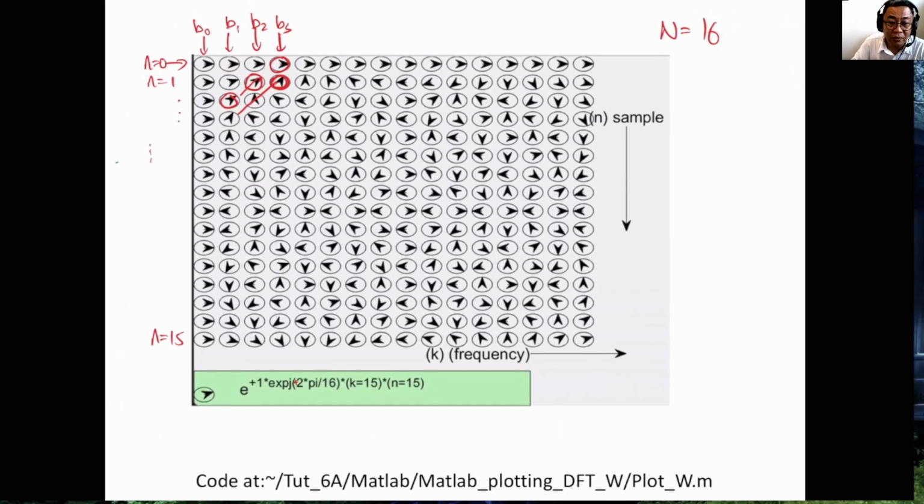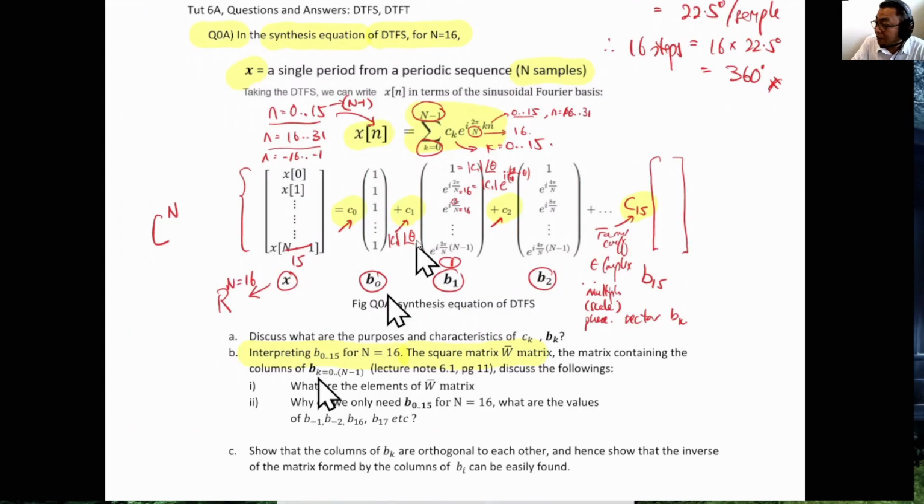So with this, we end question 0a, part small a.